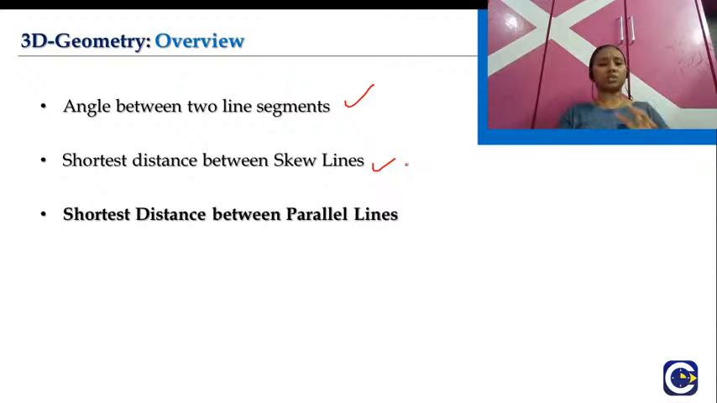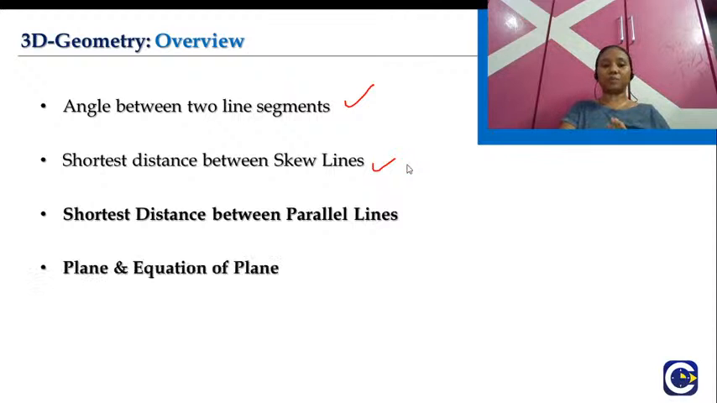We'll quickly go through how to find the distance between parallel lines, because we know that the shortest distance between any two parallel lines is the perpendicular distance. If we are given the lines in vector form, instead of converting the vector equation to Cartesian form, we can directly use the vector equations with the formula I'll be discussing in today's session. Once we are done with the distance between parallel lines, that is the end of our lines.